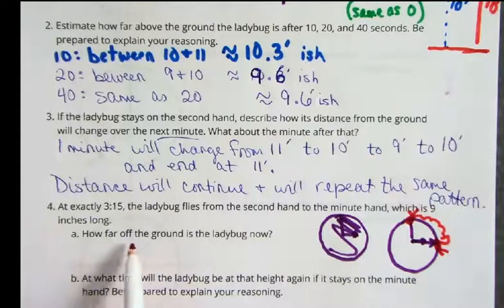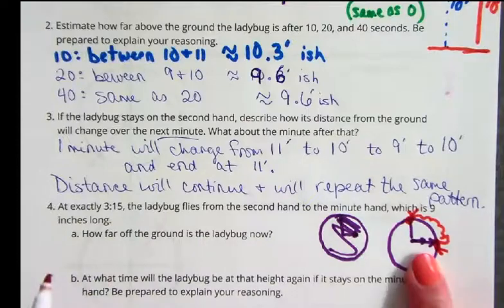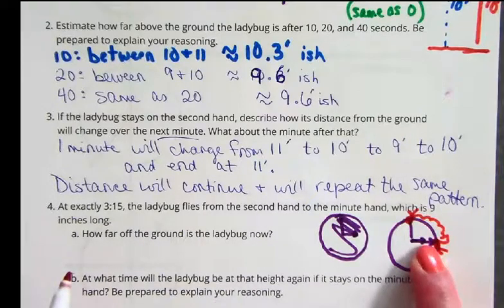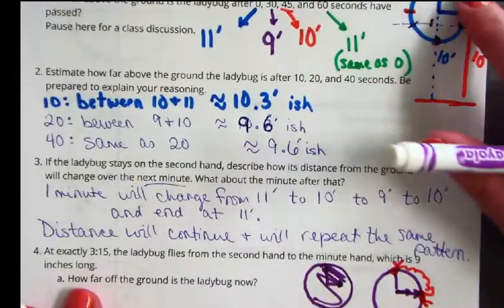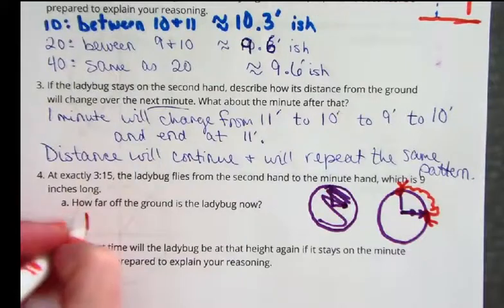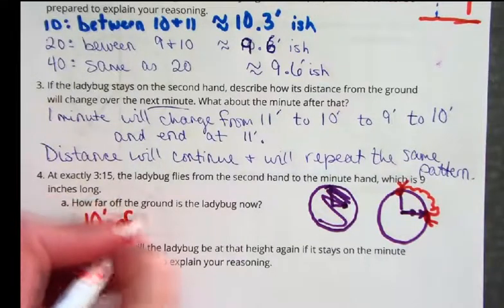How far off the ground is the ladybug now? Well, we're still pointing at the 15 over here. We're still pointing exactly to the right. And if it's the same clock, it's going to be the same height where we started. So this would still be 10 feet off the ground.